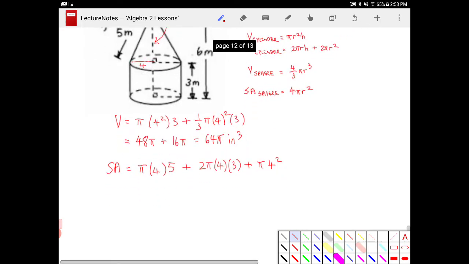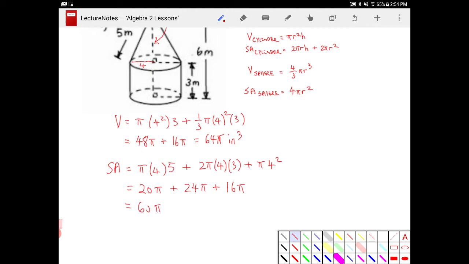And then adding all of this stuff up, or simplifying all of this, this is 20 pi plus 2 times 4 times 3, that's 24 pi, plus 16 pi. I can now combine all of this together. 24 plus 16, that's 40. 40 plus 20 is 60 pi inches squared. That's the surface area.